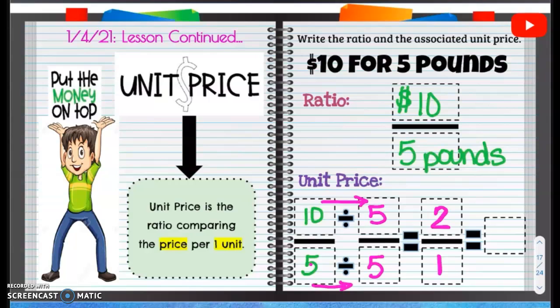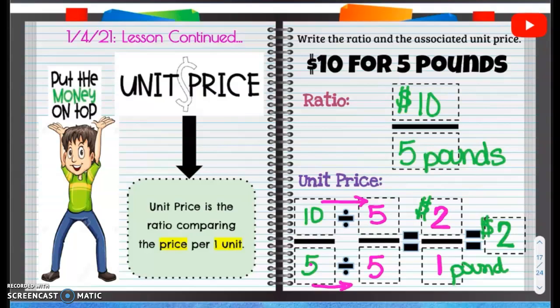Woohoo! So now that we have 1 in our denominator, remember, any number divided by 1 is just going to be itself. So our answer here is literally going to be 2. So our unit price is 2. So it's going to be $2 for 1 pound. So $2 for 1 pound, and that is it. So our unit price is $2.